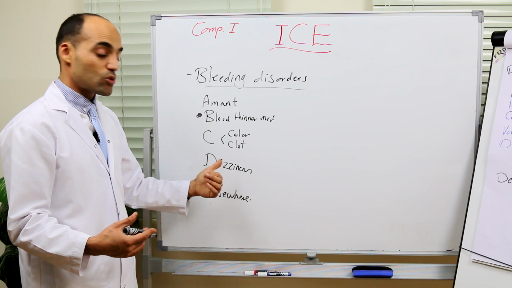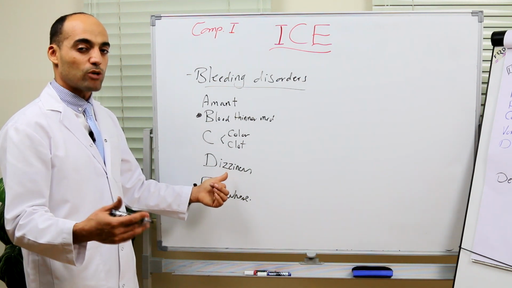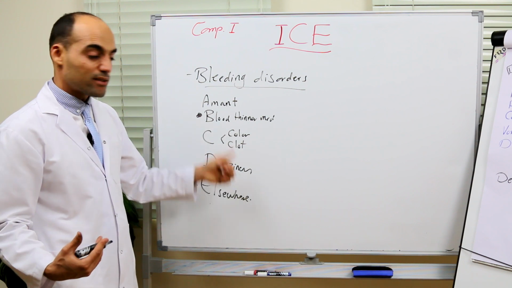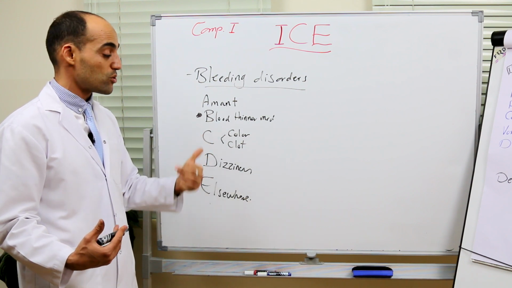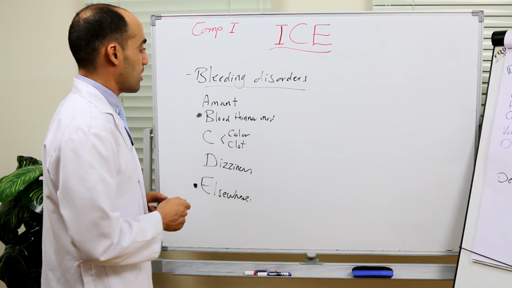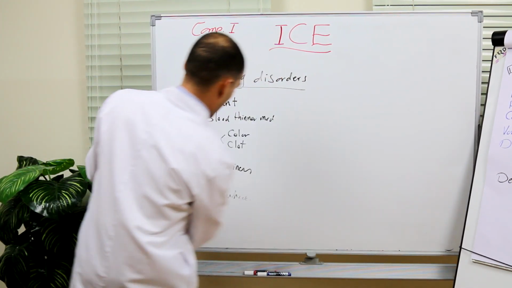And we ask about dizziness just as a rough estimate of the amount of the bleeding. If the patient bled too much blood, he may have dizziness because of hypotension. Okay. This is the analysis of the bleeding disorder.